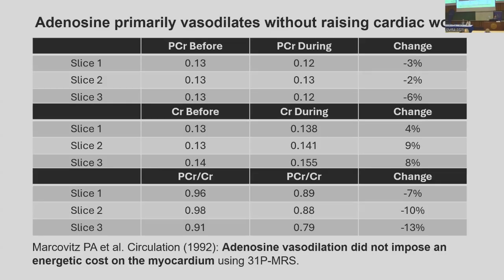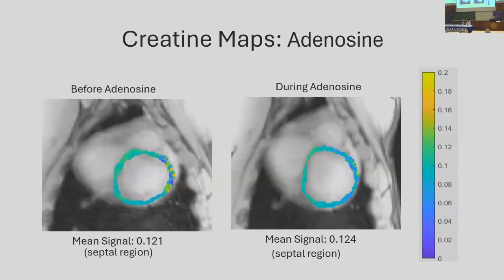We did the same thing with adenosine, which only vasodilates the coronary without raising the cardiac work. So we do see that both the creatine and phosphocreatine levels remain more or less the same. There's not much change, which again verifies the same finding people have made in MRI. Here is another example of the image, and in the septal area we measure the signal change. They're all more or less pretty much similar.